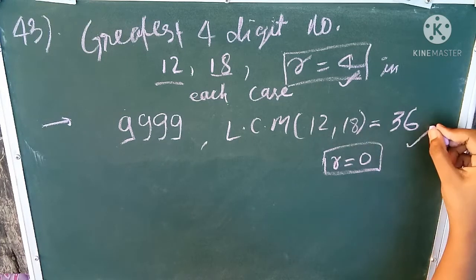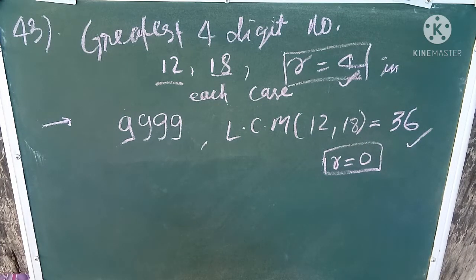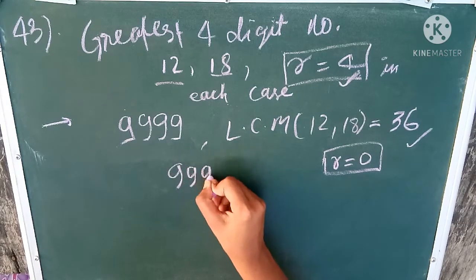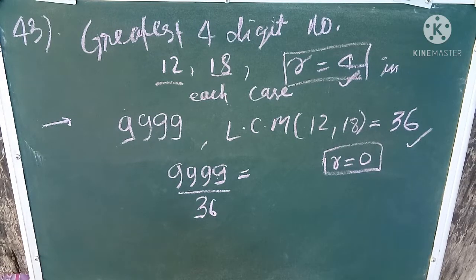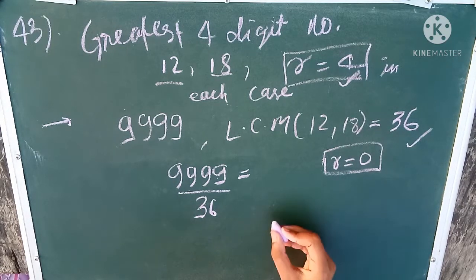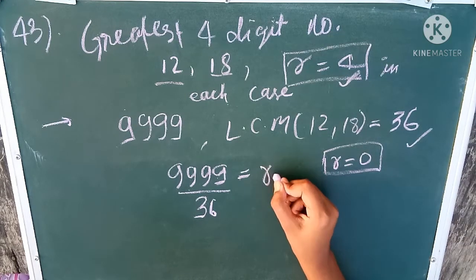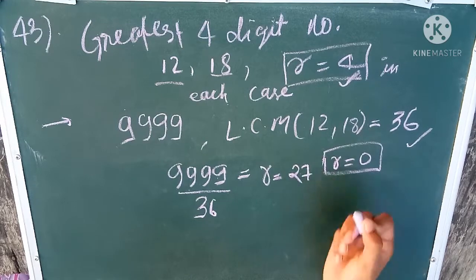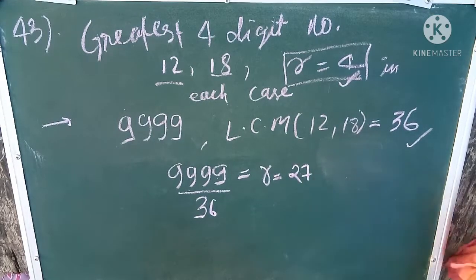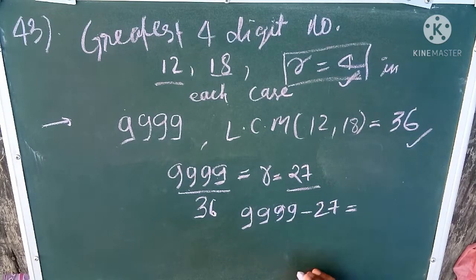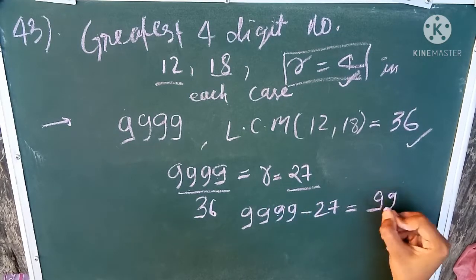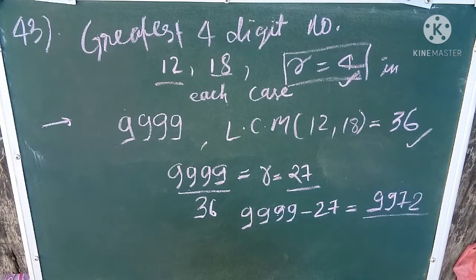So we have already found the LCM. Now we need to divide 9999 by 36, and find the remainder of this division. After dividing this, we get the remainder, which is equal to 27. In the next step, we subtract this remainder from the greatest four-digit number, which is 9999 minus 27. After the subtraction, we get 9972. So this is the number which is completely divisible by 12 and 18.